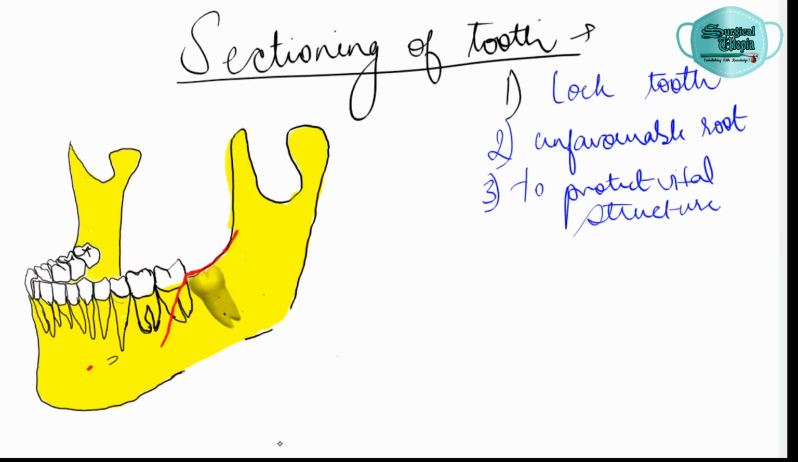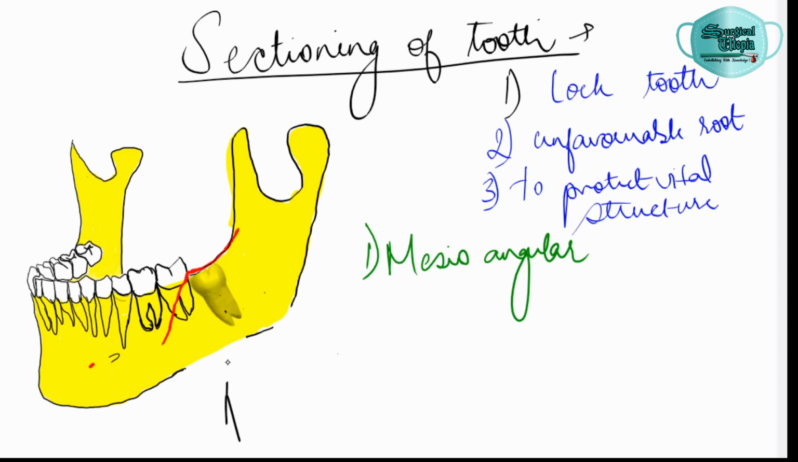So how will a tooth be sectioned in cases of various angulations of the impacted tooth? Where there is a mesioangular impaction, normally the tooth will be removed by placing the elevator in the purchase point, and if the tooth still resists removal, then the distal cusp of the tooth will be sectioned.